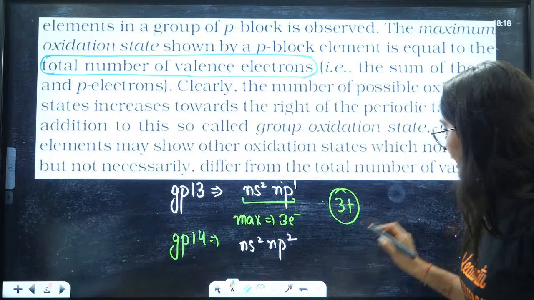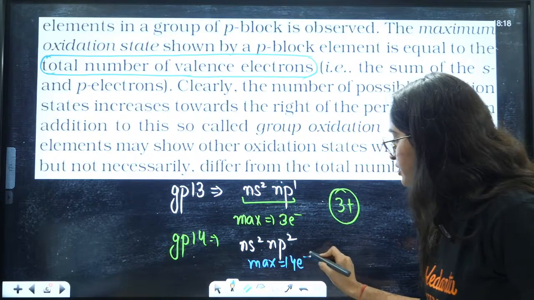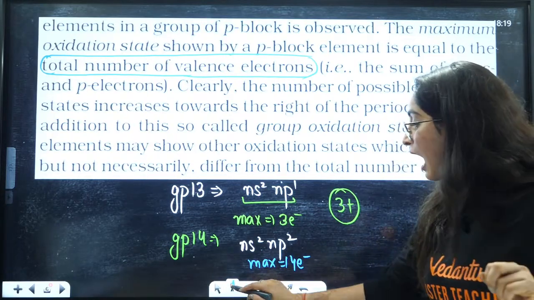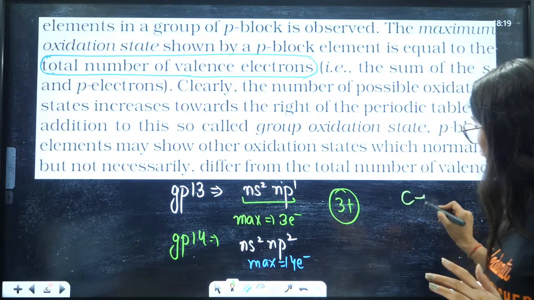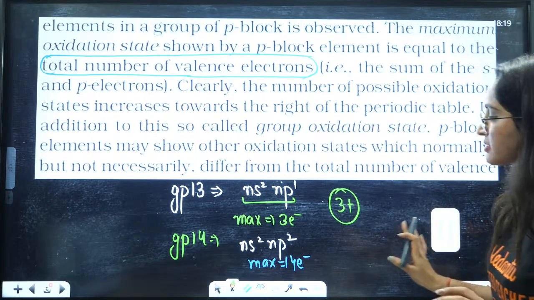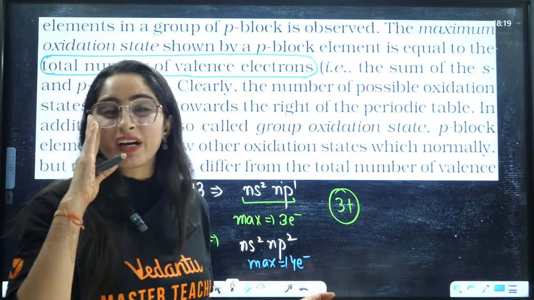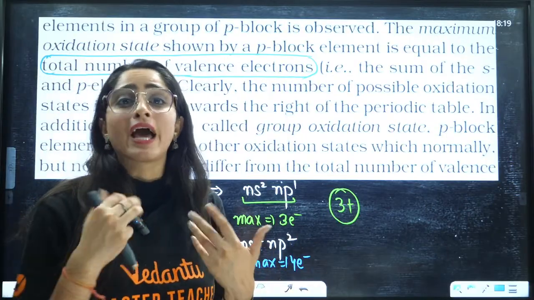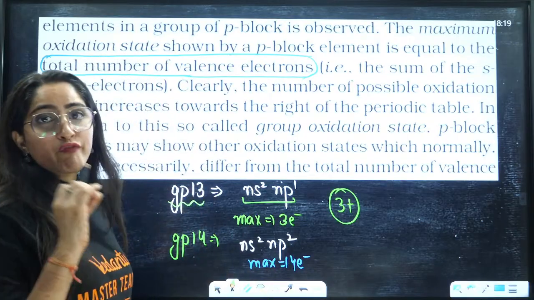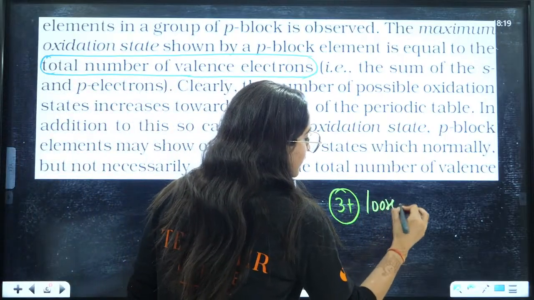Now the maximum electrons that it can lose is 4, right? That is why for group number 14, when we talk about carbon and silicon, carbon forms 4 bonds, silicon forms 4 bonds, right? That is because they can lose or gain 4 electrons. But here we know that in group number 14, instead of losing or gaining, it will share the 4 electrons, right? What about group number 13? It will be easy for it to lose electrons. So it will lose these many electrons.